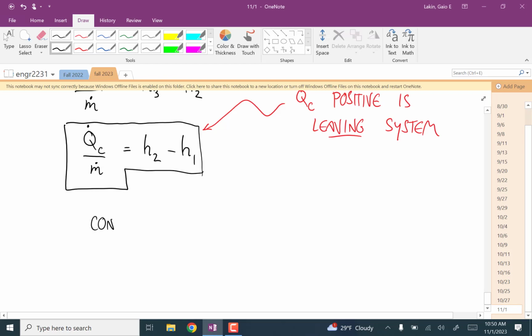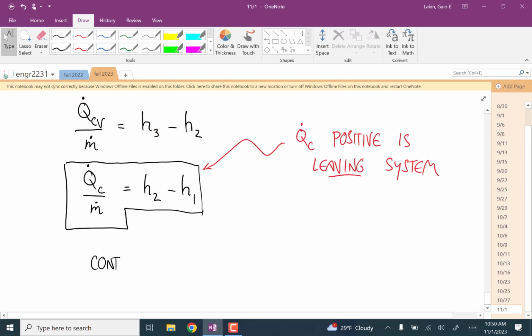Did you say that h1 is equal to h3, or is that supposed to be h2 minus h3 instead? Oh, I'm sorry. h2 minus h3, thank you. Yes. Be sure you make that change in your notes.